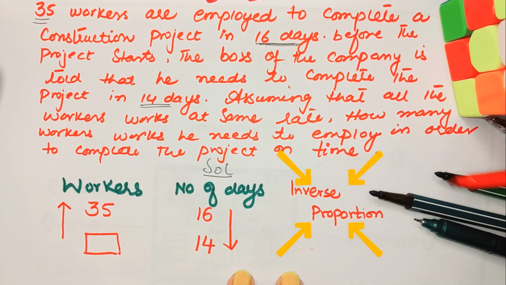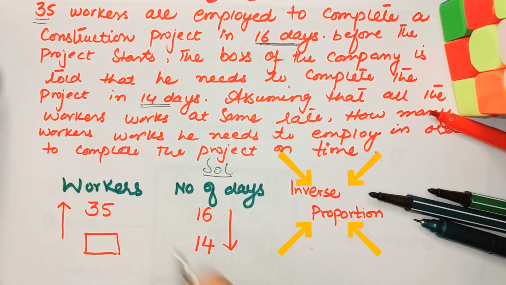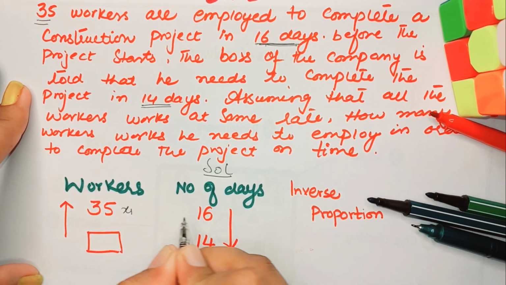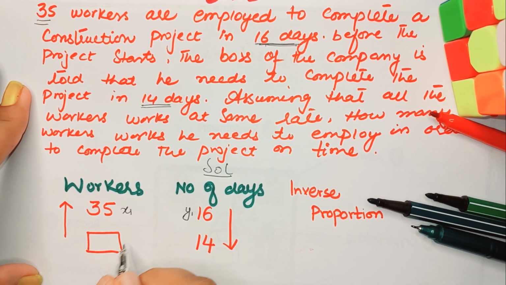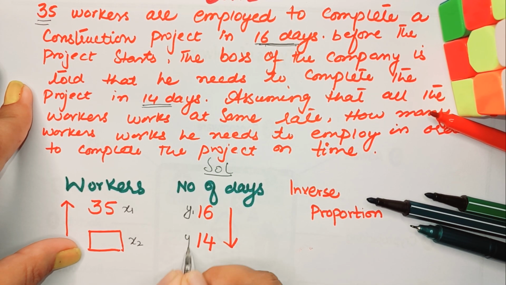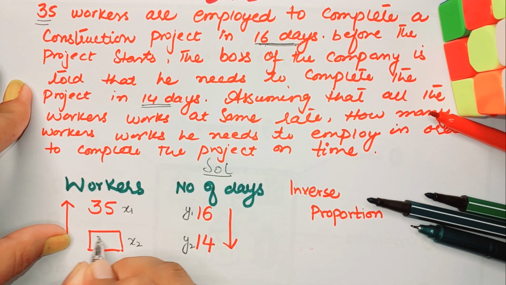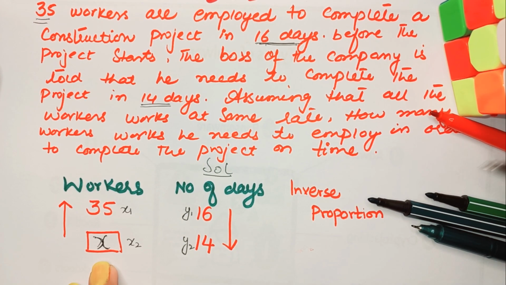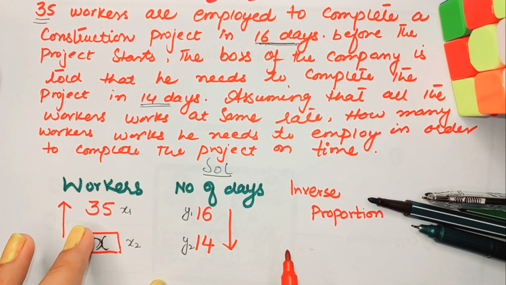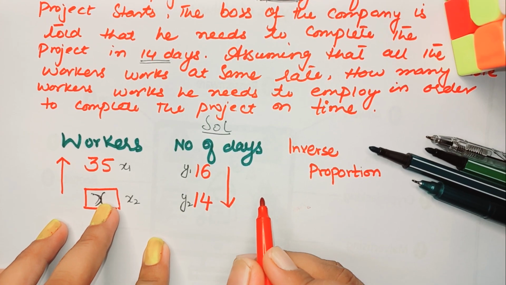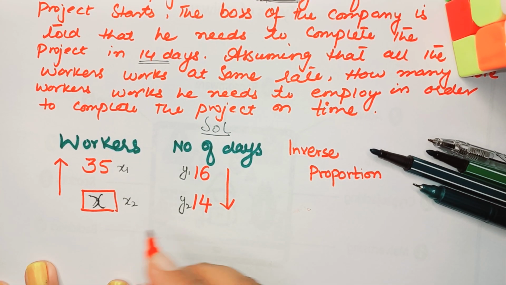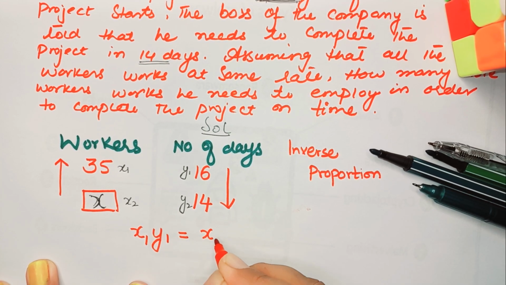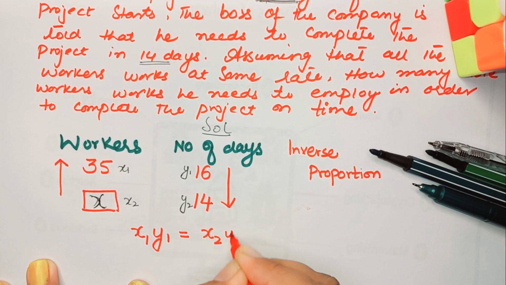Now students, what we will do is that we have x quantity and y quantities. Now this quantity is x1, this is y1, and here this is x2 and here we have y2. So workers we have to find, let's suppose it to be x. Okay, so this is the inverse relationship. First you have identified that it's an inverse relationship, so now you have to use this relation: x1 y1 equal to x2 y2.